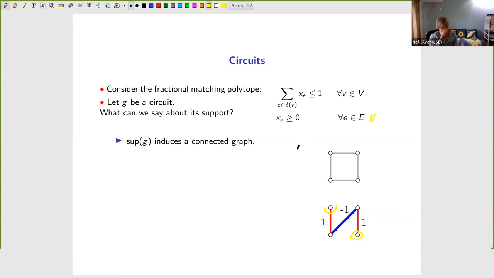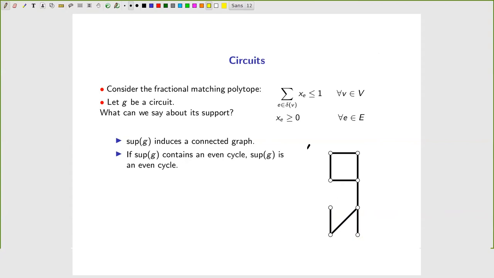Another thing we can say is the following. If the support of G contains an even cycle, then the support of G must be an even cycle. Why? Again, suppose that this is your G. Now we know that it is one connected component. And suppose that the support contains an even cycle, but it is not just an even cycle. It is something like this.